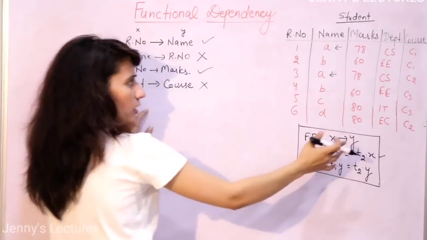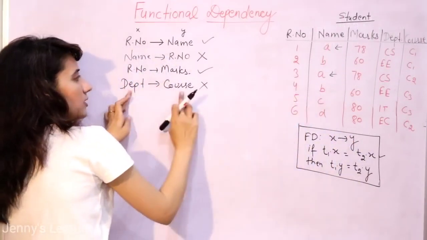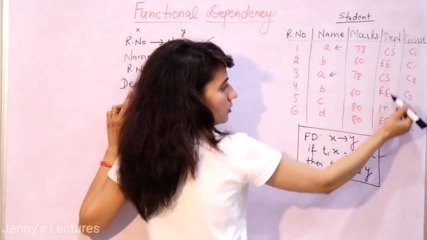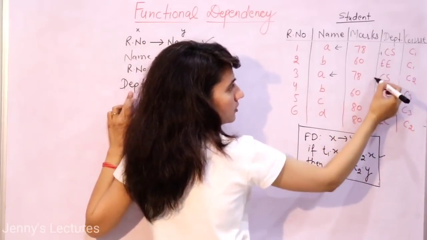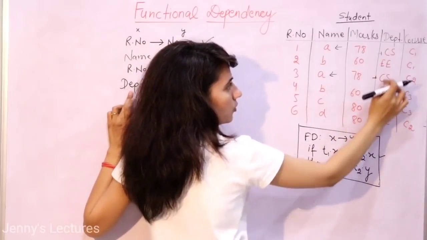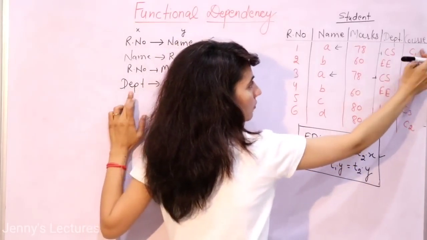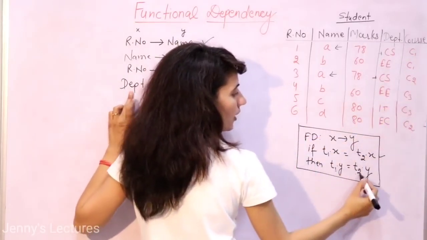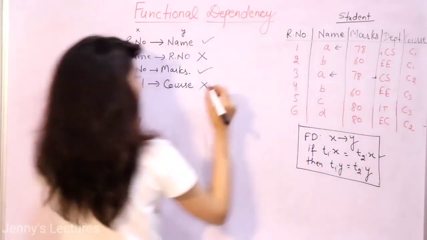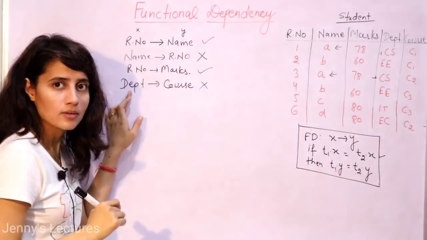Or same with the help of this formula you can check, this is x, this is y. So check out the tuples which are having repetition, this and this is having the same value. Now for this check the value of y, here we have C1, here we have C2, but the value of y should be same. So this is not a functional dependency here, right?